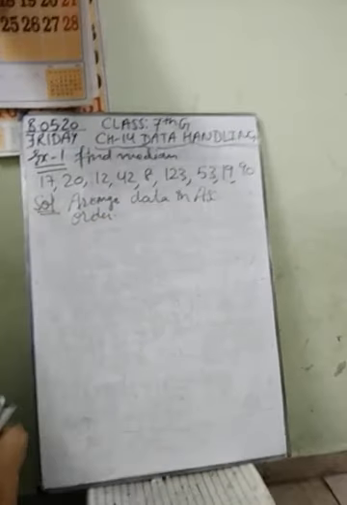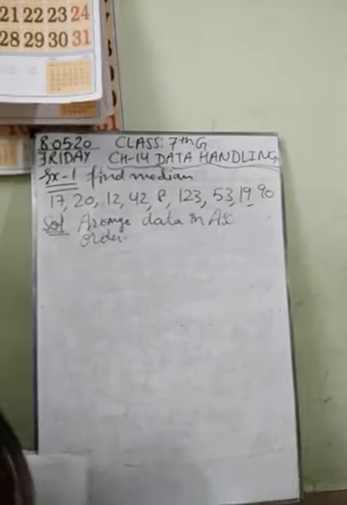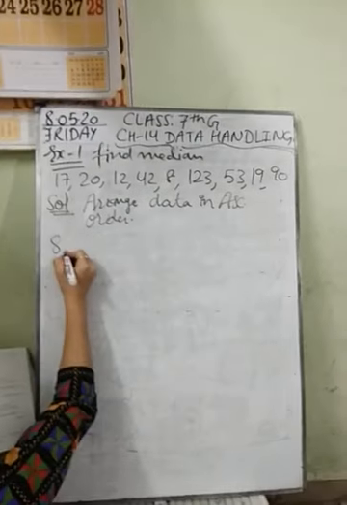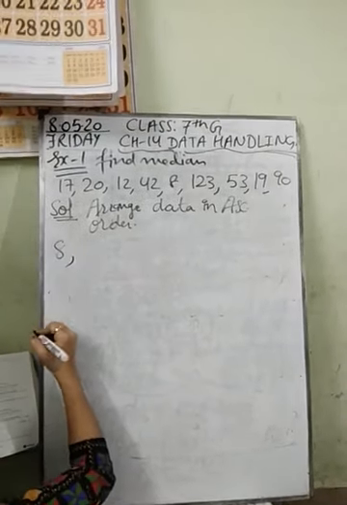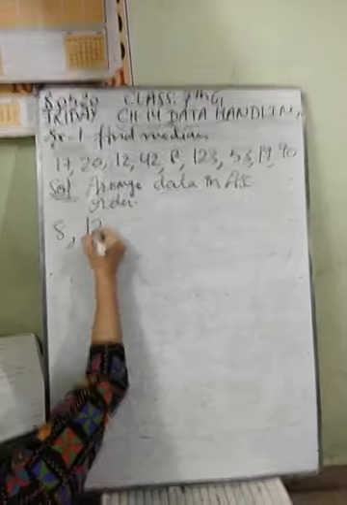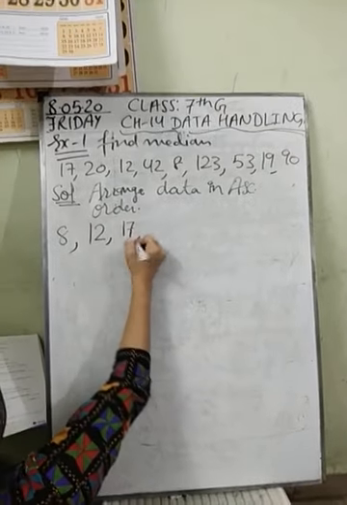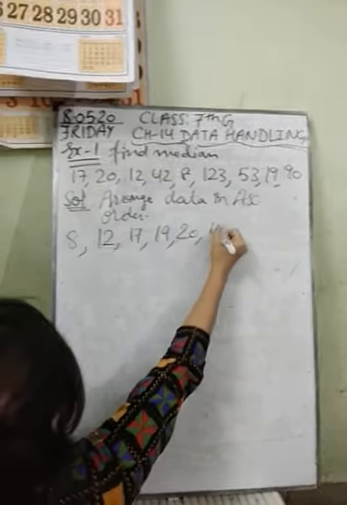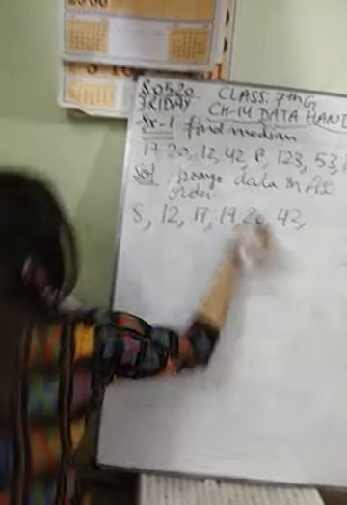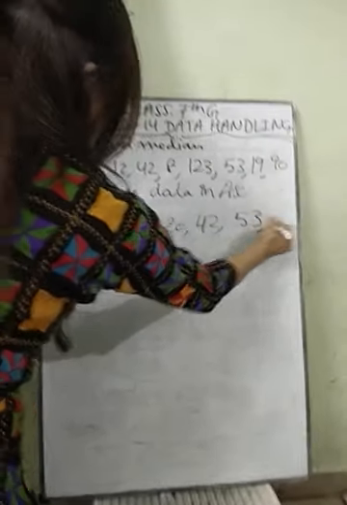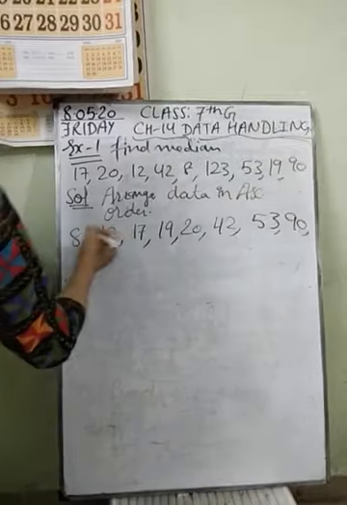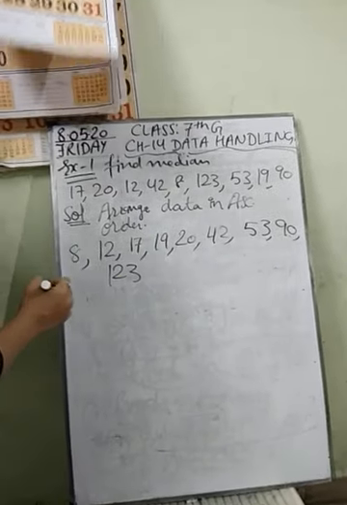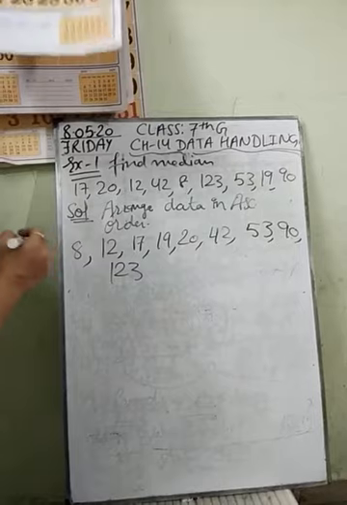It depends on you which method you opt, ascending or descending. The answer will be same. So which is the smaller number? 8, then 12, then 17, 19, 20, 42, 53. After 53 there is 90 and 123. So count the number of observations.